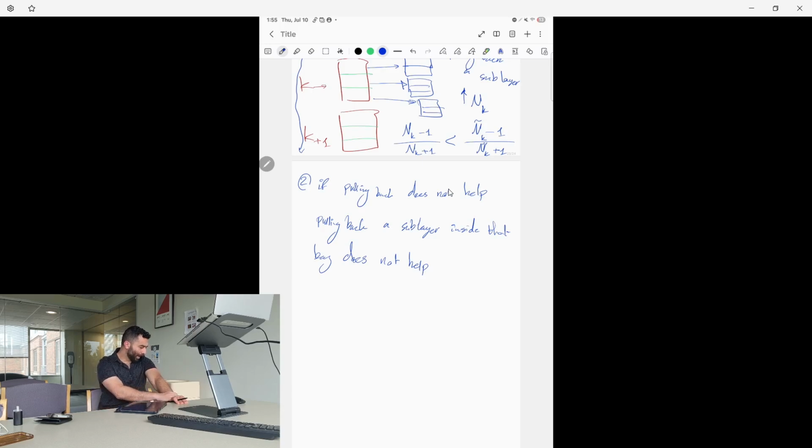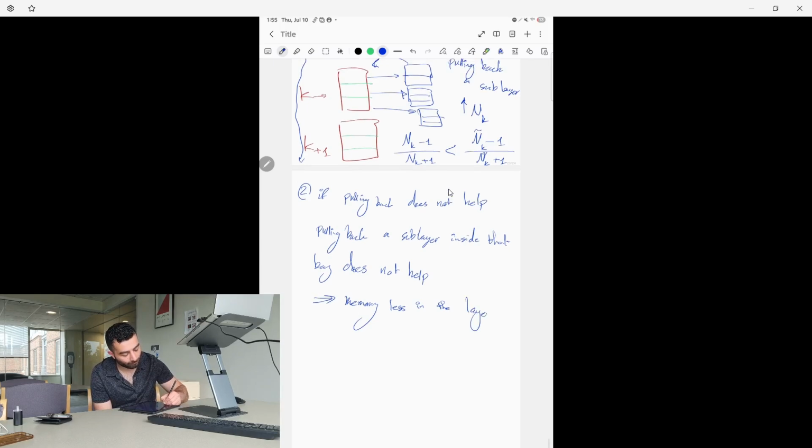Let's talk about this. The other thing is that we can say it's also, in a sense, memoryless in the layer sense as well. Within the list and inside layer, which is memoryless.